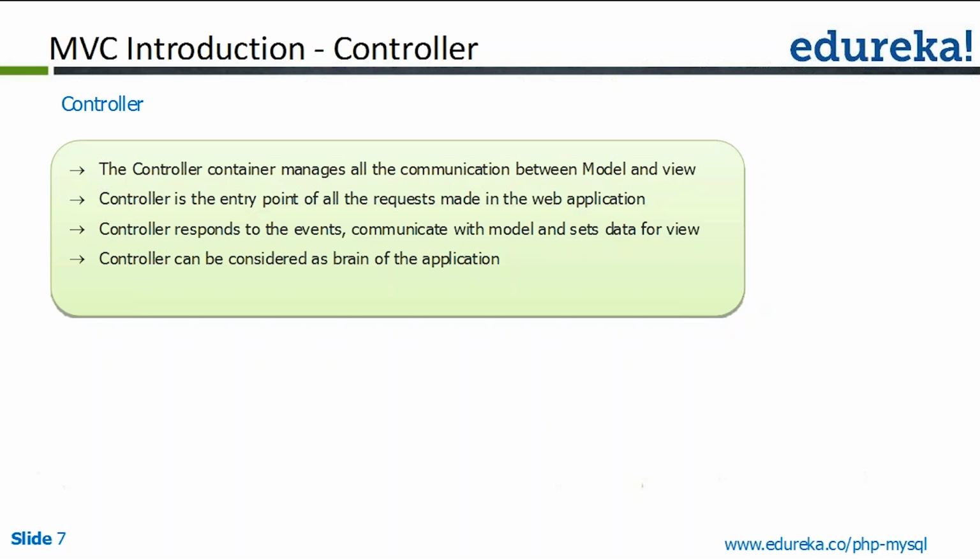Controller responds to the events, communicates with the model, and sets data for the view. Basically, it communicates with the model and the view both. Controller is, you can say, a middle element that interacts with the view. It listens to the view and conveys that message to the model. Model returns the result and it returns back to the view. So controller can be considered as the brain of the application.